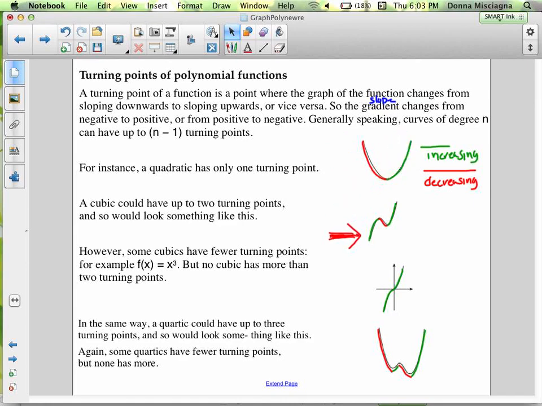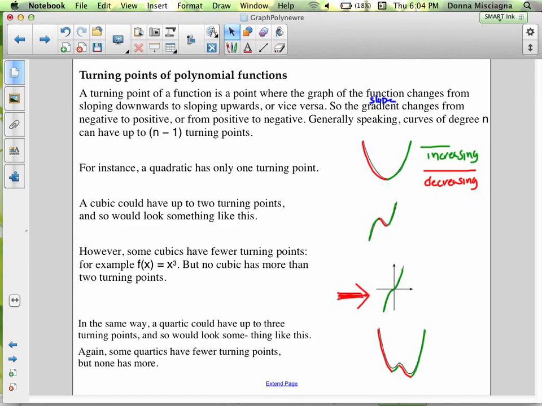So a cubic can have up to 2 turning points. So here this one has 2. It has a relative max and a relative min. So here our graph is increasing. And then right here at our turning point, it's decreasing. It has to do something at a turning point. It's turning. And then here at the next turning point, it changes again, and now it's increasing.